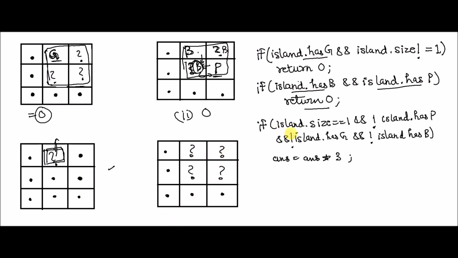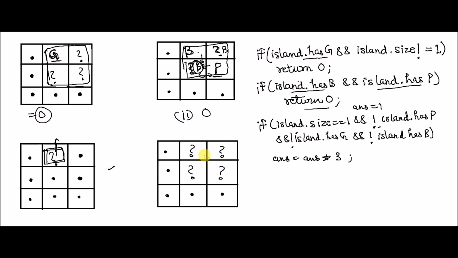So here is the logic. If my island size is equal to 1 and my island does not have, this is a not sign, does not have any polar bear or a grizzly bear or a brown bear, then my answer will be simply answer multiplied by 3. Let us suppose the initial value of answer is 1. So in this case, my answer will become 3. Okay, so let us look at the last example now.